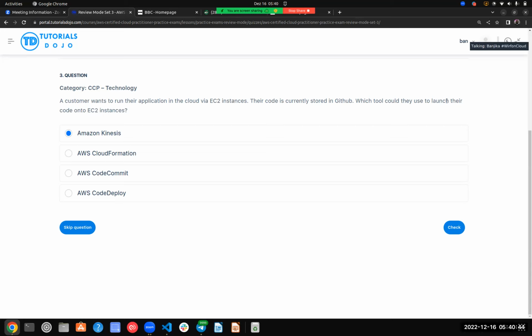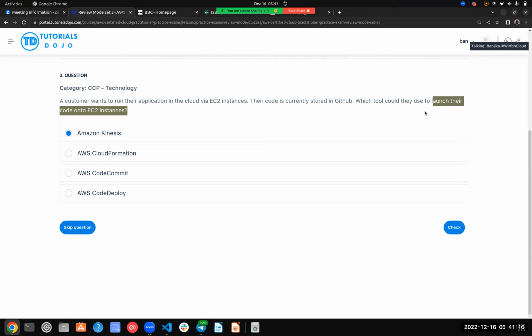So you are trying to launch the code in EC2 instances. Any different view? I think it's CodeDeploy. Okay. You are trying to launch your instances. Do you have an idea? I was thinking of CodeCommit.